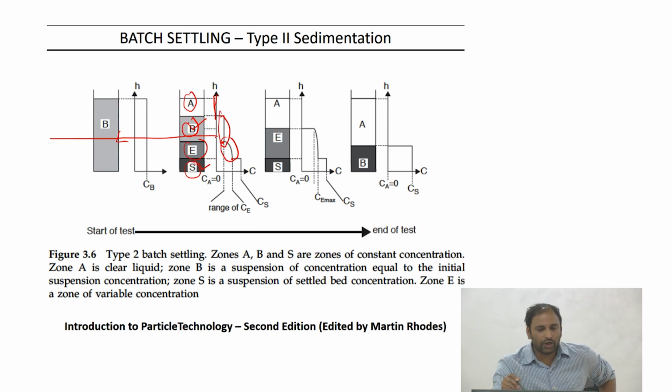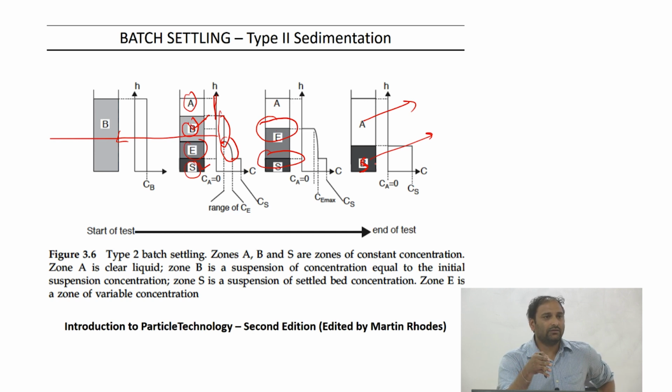Depending upon the conditions, what will happen is your B could completely disappear, and then you only have an interface between A and E and an interface between E and S, and again you follow that as a function of time. Ultimately you end up with A and E and, sorry, this should be S, that's the sediment at the bottom.